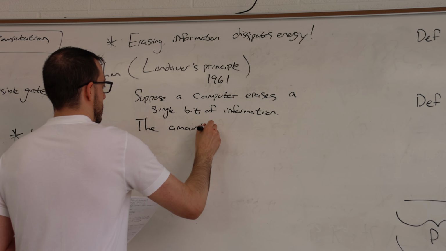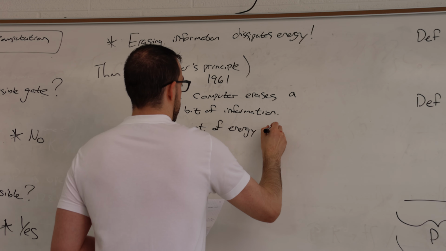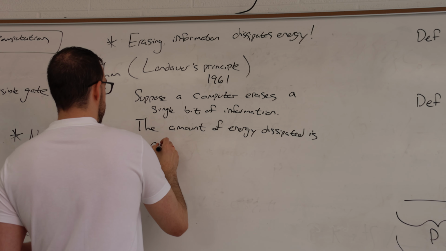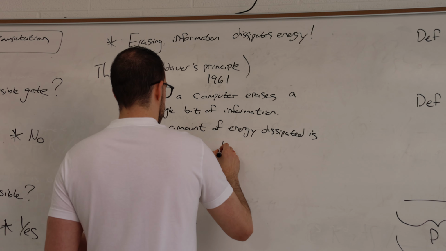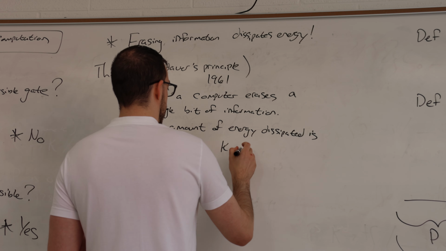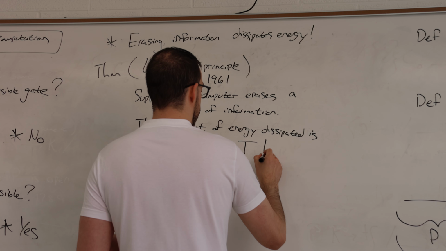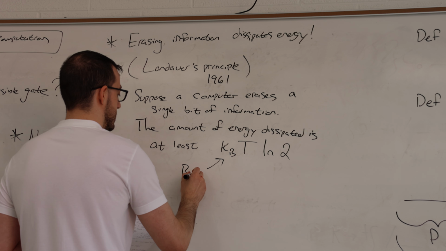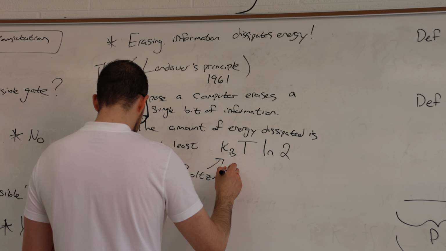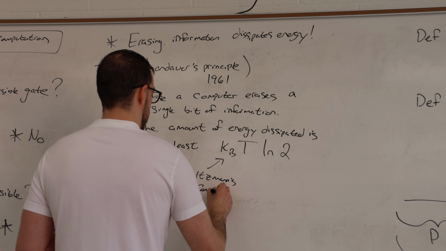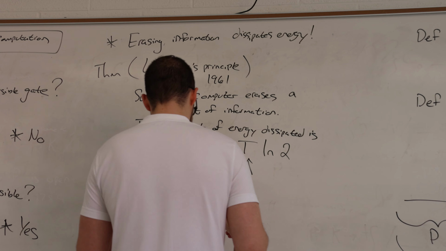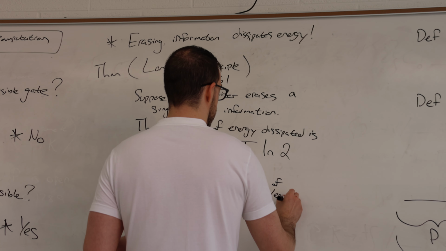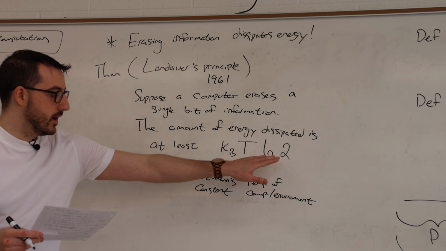The amount of energy dissipated is necessarily at least k_B times T times the natural log of 2. This constant k_B is Boltzmann's constant of physics. This temperature T is the temperature of the computer or the environment. We'll think about them being in equilibrium. And then the log is just the natural log.